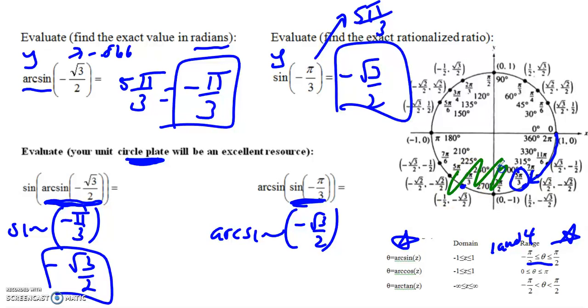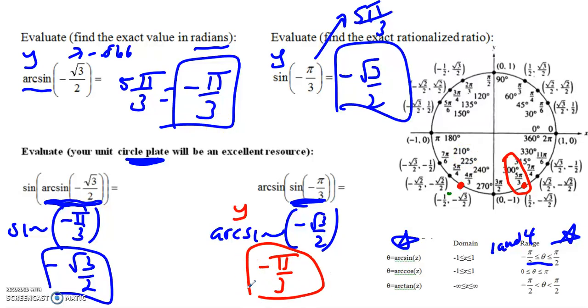We already did that, but just to reiterate the point about restrictions, if you're dealing with arc sine, it has to be in quadrants 1 and 4. So where are the y values -√3/2? Right here and right here. This is the only angle that's in quadrant 1 or 4. So my answer could be 5π/3, but as we've talked about, that is not in the restrictions, which is why the answer is -π/3.